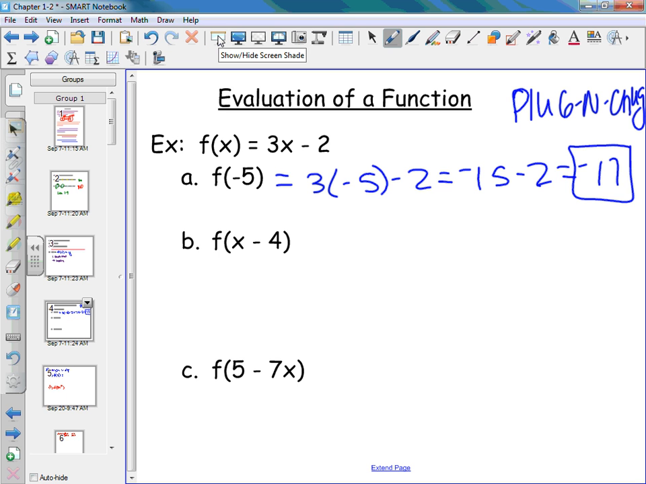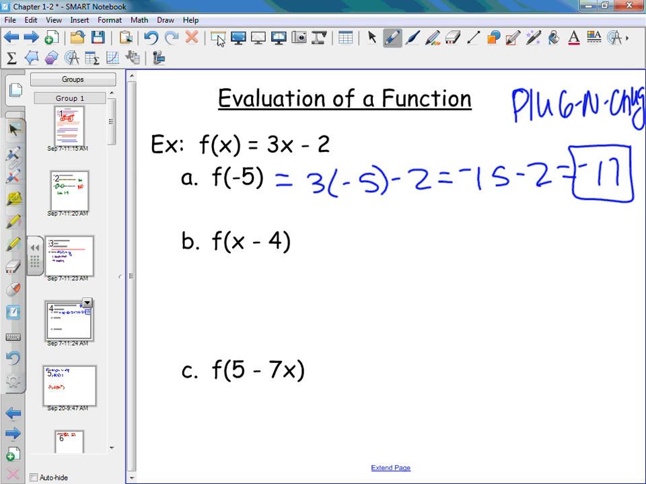Now, notice I plugged in a number, and what did I get out? A number, right? Okay? Now, I want to do part B, which is f at x minus 4. Now what am I plugging in? Which would be called what, mathematically? X minus 4 would be called an expression. An equation has an equal sign. This is an expression. Okay?